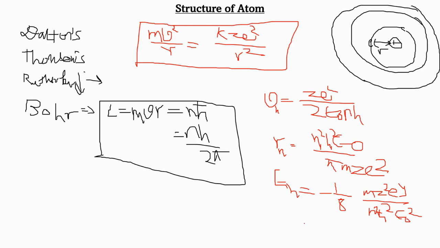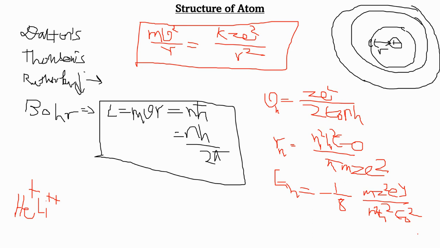So these were derived for hydrogen and hydrogen-like atoms, because Bohr's model was only valid for hydrogen and hydrogen-like atoms. So you can put different values for Z. Suppose the hydrogen-like atoms are helium plus, lithium double plus, like that. So we derived different values of velocity, radius, and energy.